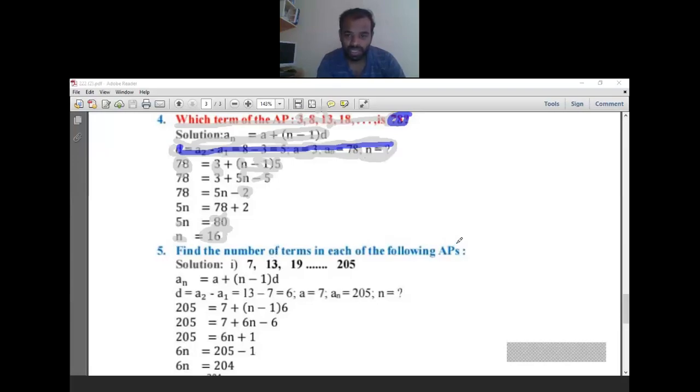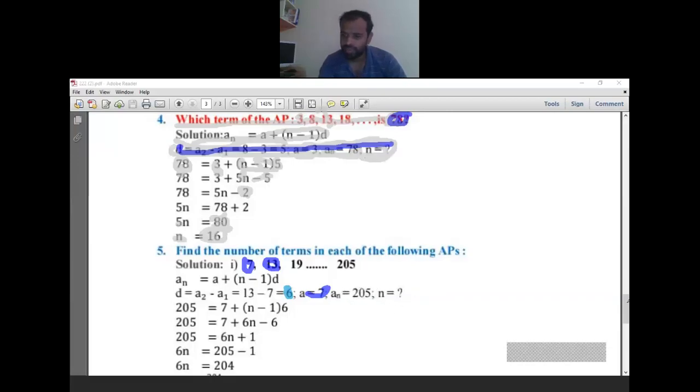Find the number of terms in each of the following APs. Find the number of terms in each of the following arithmetic progressions. So first of all, what have they given? The first term a, and the second term they have given as 13. 13 minus 7 means the difference is 6. A they have given, the difference they have given, and an, the last term, is 205. We write an is equal to 205.